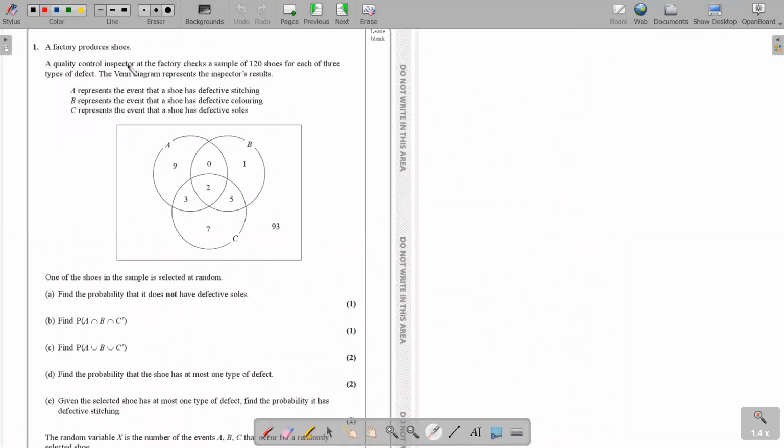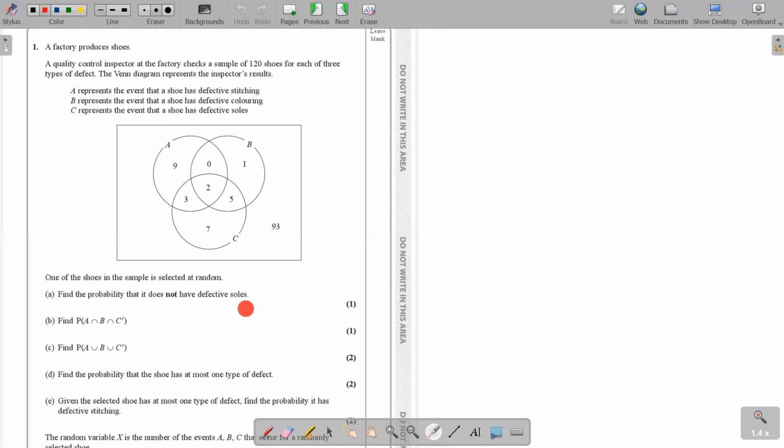A factory produces shoes. A quality control inspector at the factory checks a sample of 120 shoes for each of 3 types of defects. The Venn diagram represents the inspector's results. A represents the event that a shoe has a defective stitching. B represents the event that a shoe has a defective coloring. C represents the event that a shoe has defective soles. So these are 3 types of defects. One of the shoes in the sample is selected at random. Find the probability that it does not have defective soles.